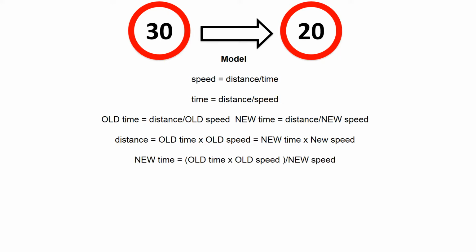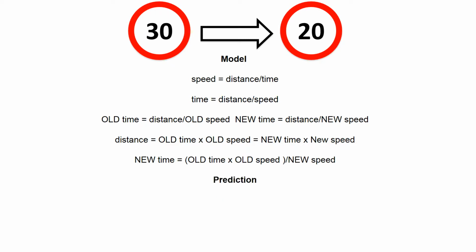Because the distance is the same, the distance equals the old time times the old speed, and it also equals the new time times the new speed. So we can just ignore this bit, use this part of the equation and rearrange it to figure out the new time, which is just this times this divided by the new speed, which is what we've got there.